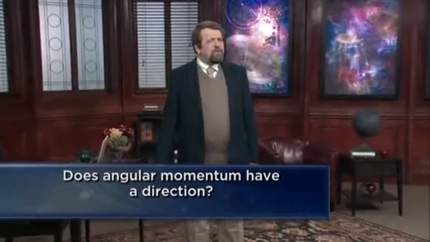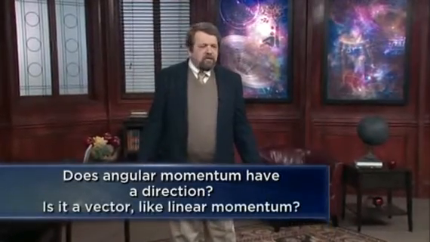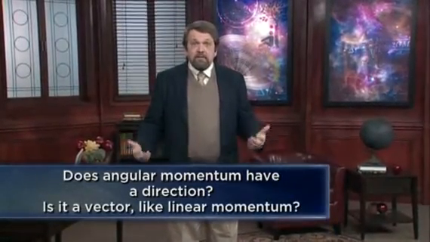Does angular momentum have a direction? Is it a vector like linear momentum? Well, it is a vector, but its direction is a little surprising. As a mass goes around in a circle, it goes in different directions at different times, first north, then west, then south, then east. If angular momentum is constant, then it can't point in any of those directions. But there is one direction that does not change, the direction perpendicular to the whole circle, up.